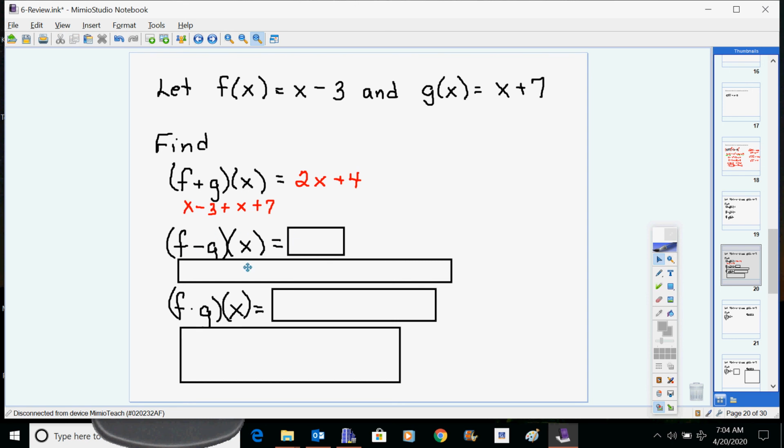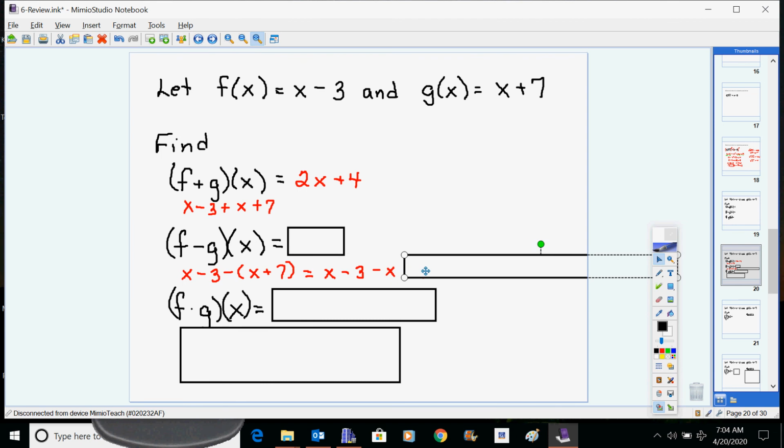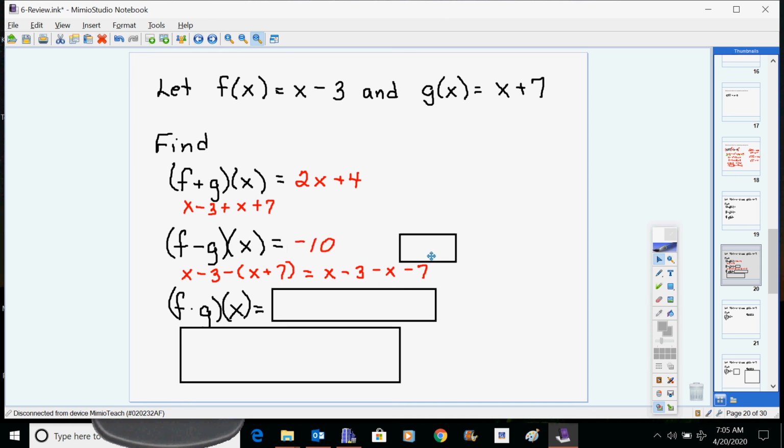And subtracting, you did great, most of you. So x minus 3 minus the other expression. The only thing is that don't forget that you need to distribute that negative. I think there were a couple people that needed some help with that. Don't forget to distribute the negative when you're subtracting. But then when you put it together, this one just turns into a -10.